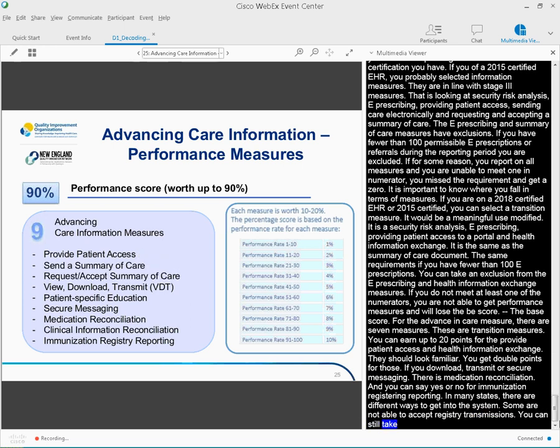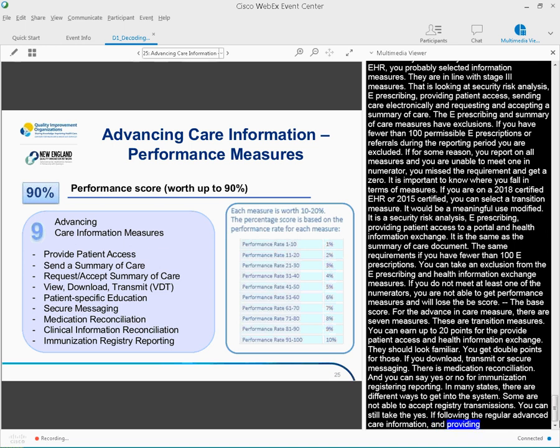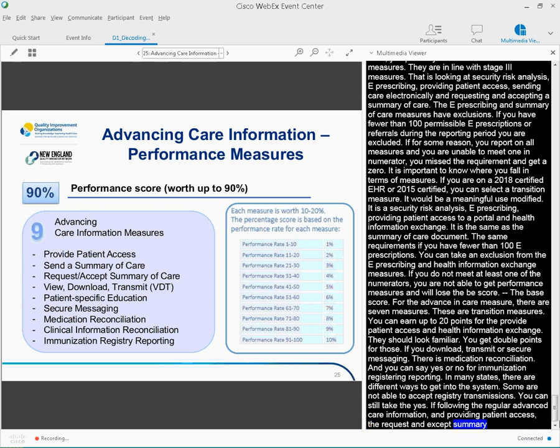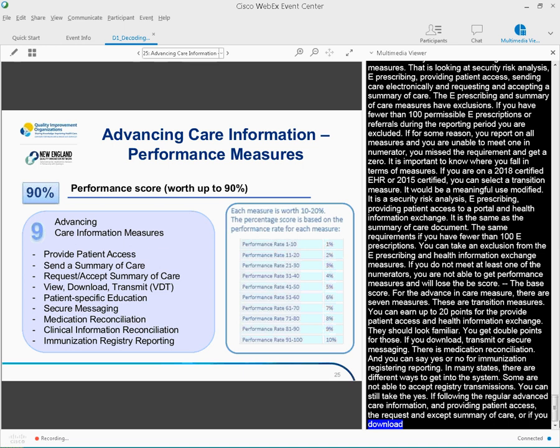If you're just following the regular Advancing Care Information measure set, these measures should again look very familiar. So it's providing patient access. You're capped at 10% for this group of measures. The send and request and accept the summary of care and send the summary of care, view, download, transmit, patient-specific education, secure messaging, medication reconciliation, clinical information reconciliation.